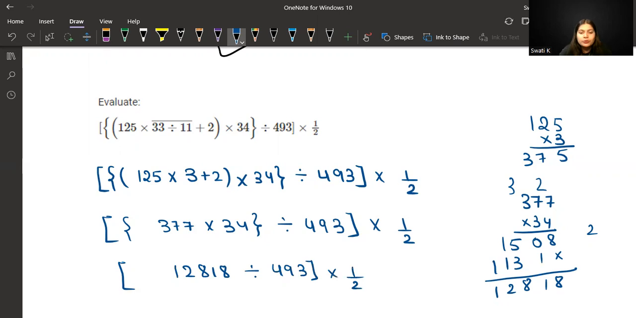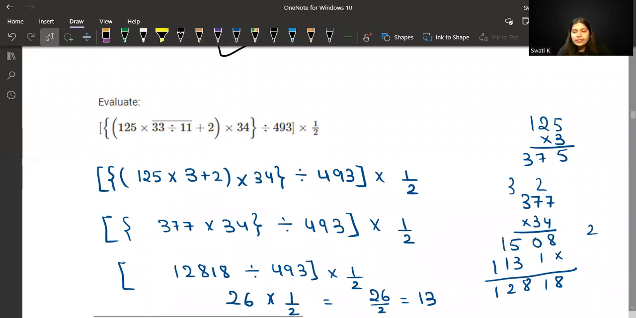Okay, now I'm going to use the calculator because I'm expecting everyone knows here how to do the division, so I can do it directly. If you divide 12,818 by 493, it is 26. Okay, division part, please guys, you can do it on your own. 26 times half, that is the same as 26 divided by 2, and the answer is 13. So this is the answer.